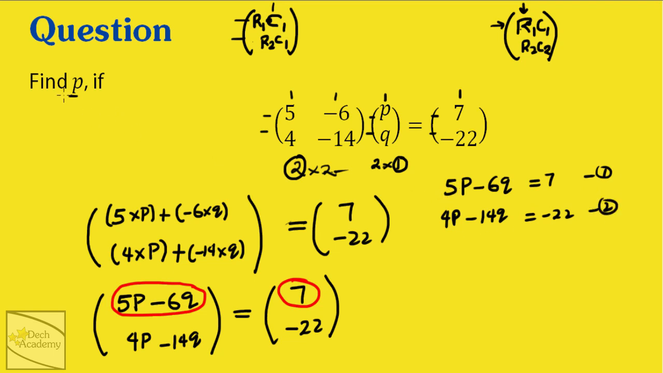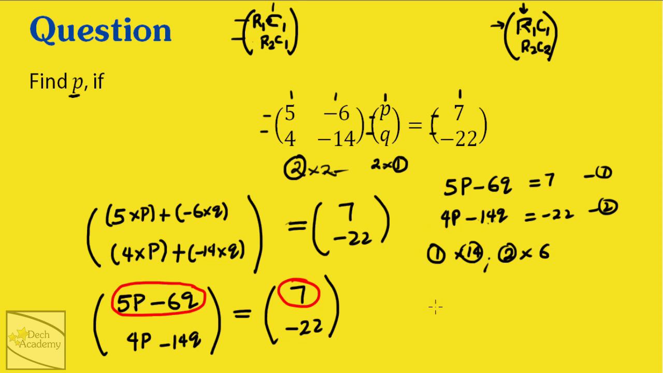So we want to find P, so it would be a good idea to use the method of elimination to eliminate Q, and this can be achieved by multiplying equation 1 by 14, the coefficient of Q in equation 2, ignoring the sign, and multiplying equation 2 by 6. So I'm going to do that.